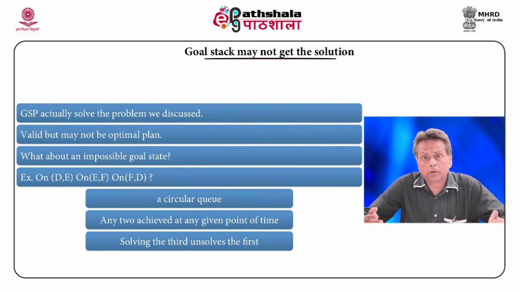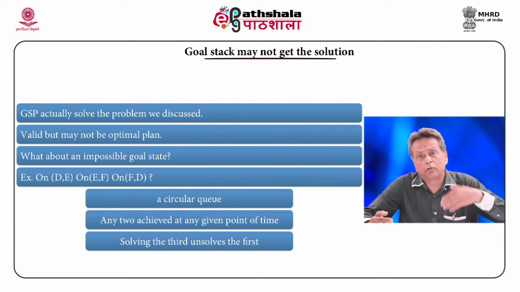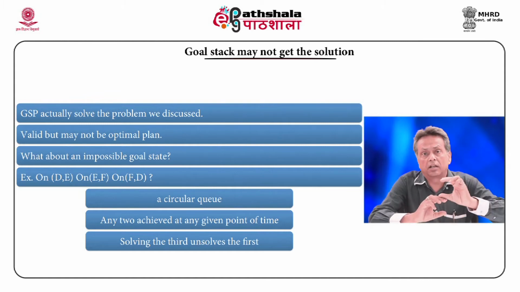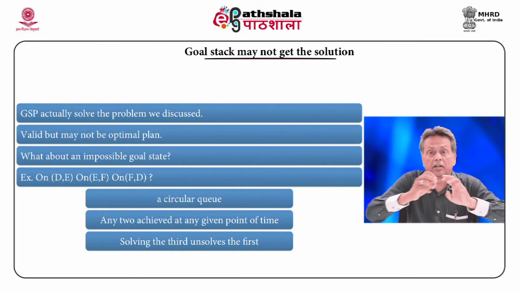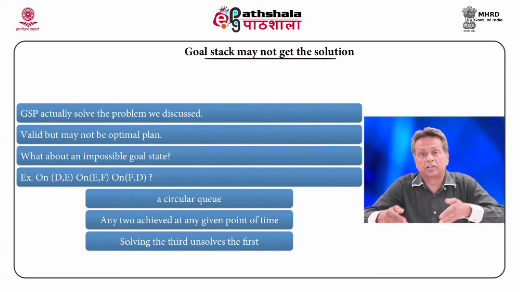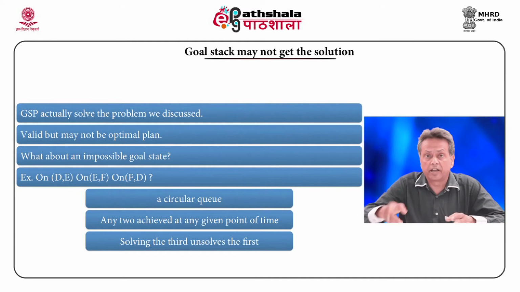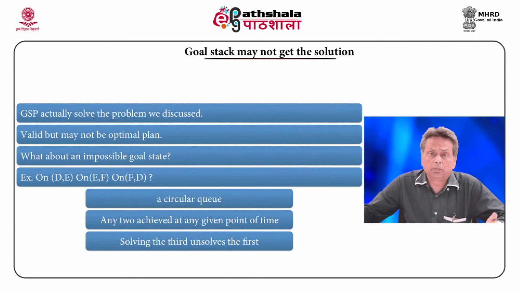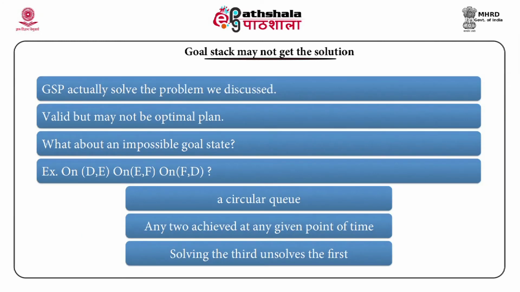But if you give this problem to goal stack, it will continuously keep trying. For example, it places A on the table, B here, C here. When it wants A on top of it, it breaks everything apart and places this thing. Now again, this should be resting on C, so it breaks it apart and continuously does it. But this is impossible, and goal stack planning will not realize it and will not stop. It's kind of a circular cube. Any two can be achieved at a given point of time, but not all. So this is the other problem with GSP.